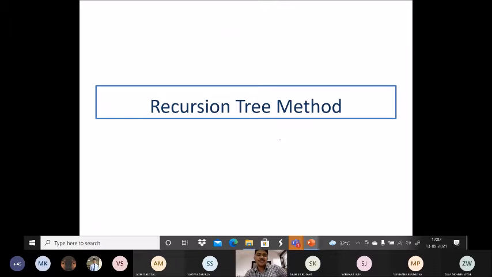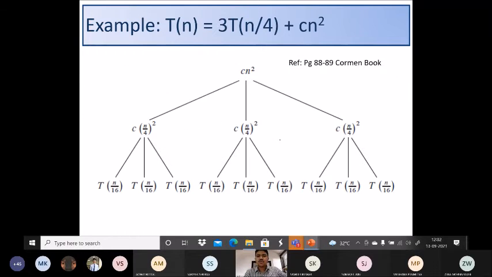Yes. So let's start the second one. Any question you can ask? No. So last day also we have shown you the recursion tree method. Here I have written the book page number, Cormen book page number 88, 89. Go there, you can see the tree method. So what is the question? We are going to the second method, that is the recursion tree method.